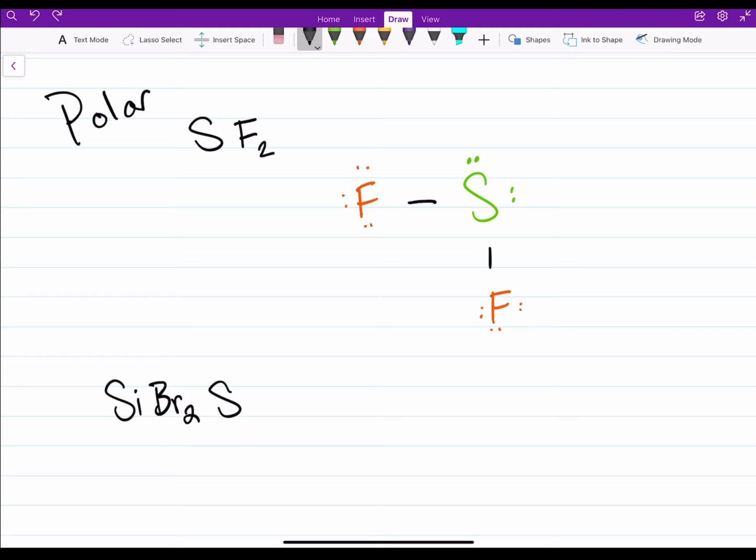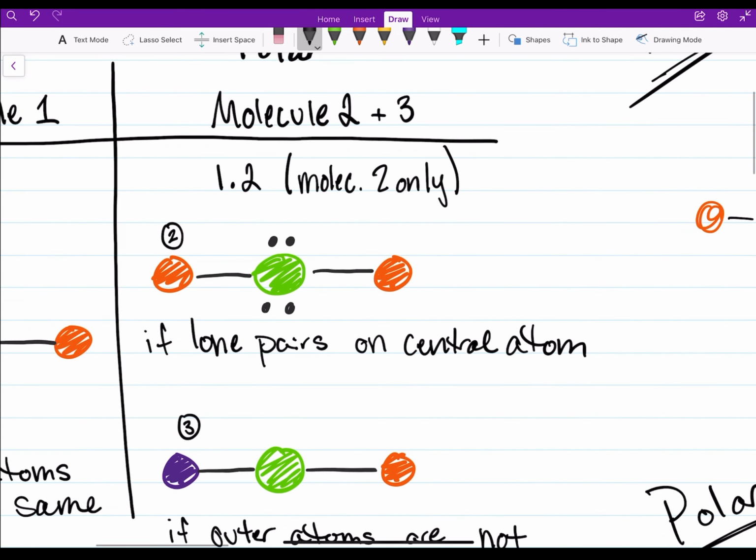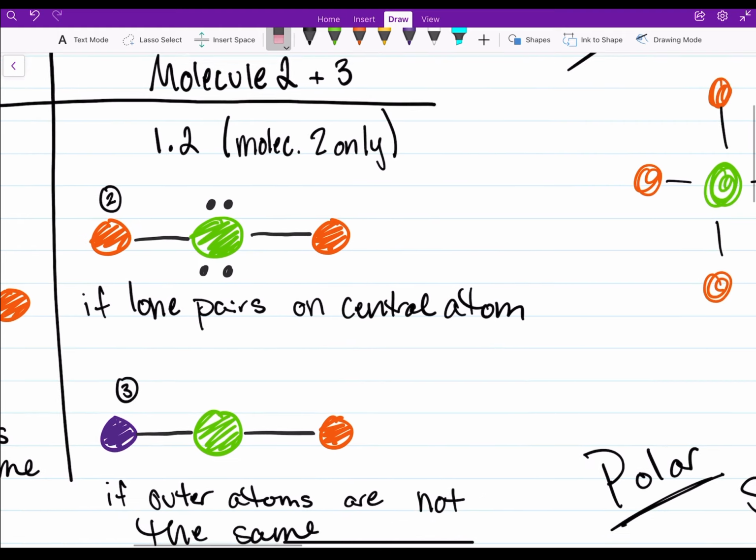So in this case, we're going to use our rule that we had before. We have a central atom, and we do have the same outer atoms. However, we have something different happening on the central atom. We have 2 lone pairs. So anytime there is a lone pair on your central atom, even if it's just one lone pair, that is going to make it polar. So this one follows the rule here like molecule 2. If there are lone pairs on the central atom, then you have something that is polar.